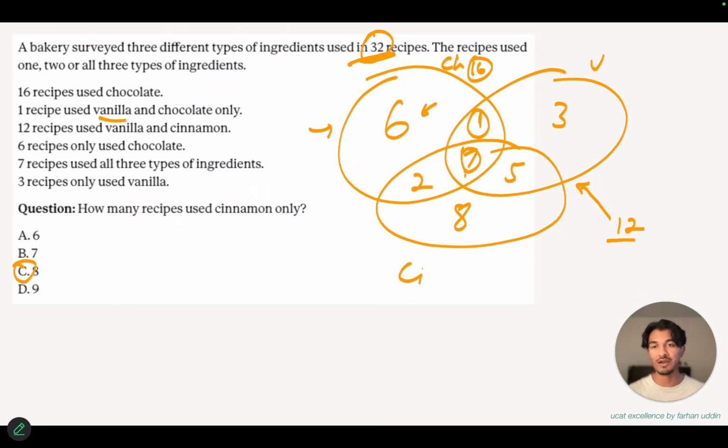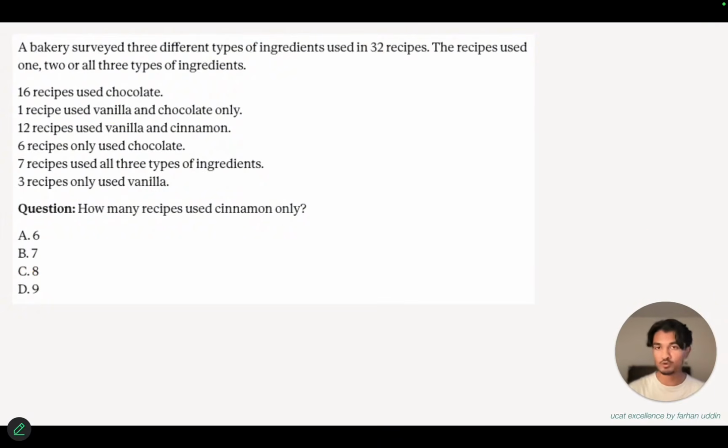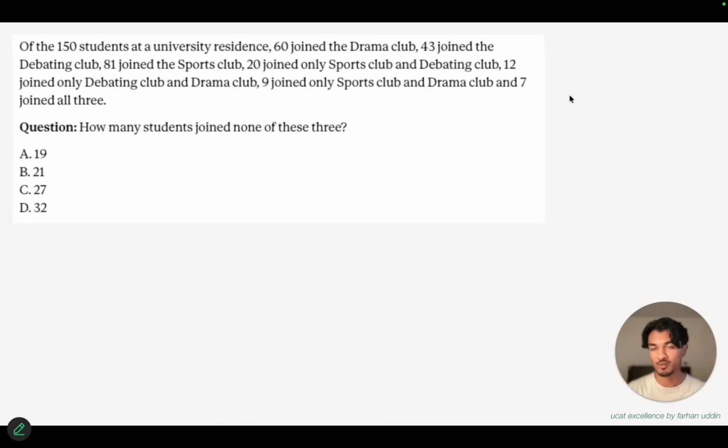Hopefully this shows you how you can use Venn diagrams and sketch them out to actually answer questions like this one. All right, let's move on to our next example. Feel free to pause the video here and give it a shot. All right, let's run through this question together now.